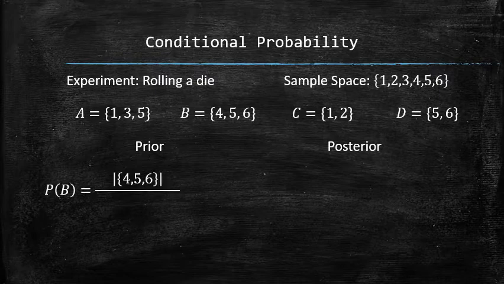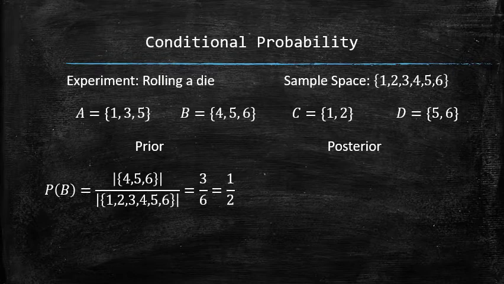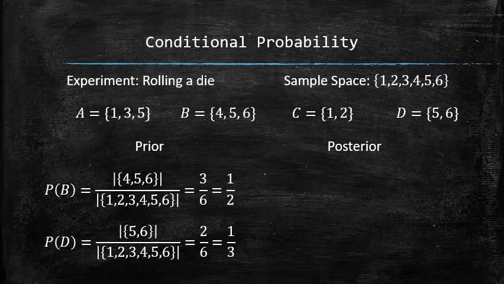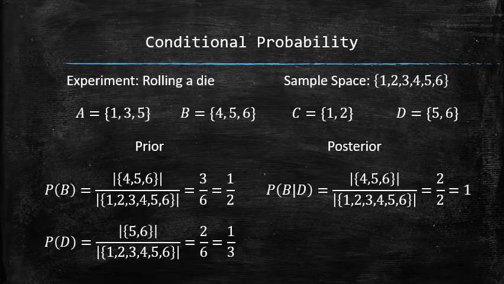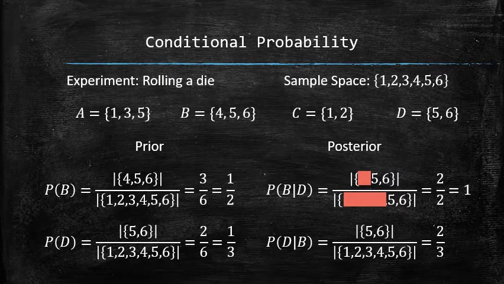The prior probability of B can be computed by dividing the total number of outcomes that describe B by the total number of outcomes in the sample space. The prior probability of D can be computed by dividing the total number of outcomes that describe D by the total number of outcomes in the sample space. The probability of B given D can be computed by dividing the total number of outcomes in D that describe B by the total number of outcomes in D. The probability of D given B can be computed by dividing the total number of outcomes in B that describe D by the total number of outcomes in B.